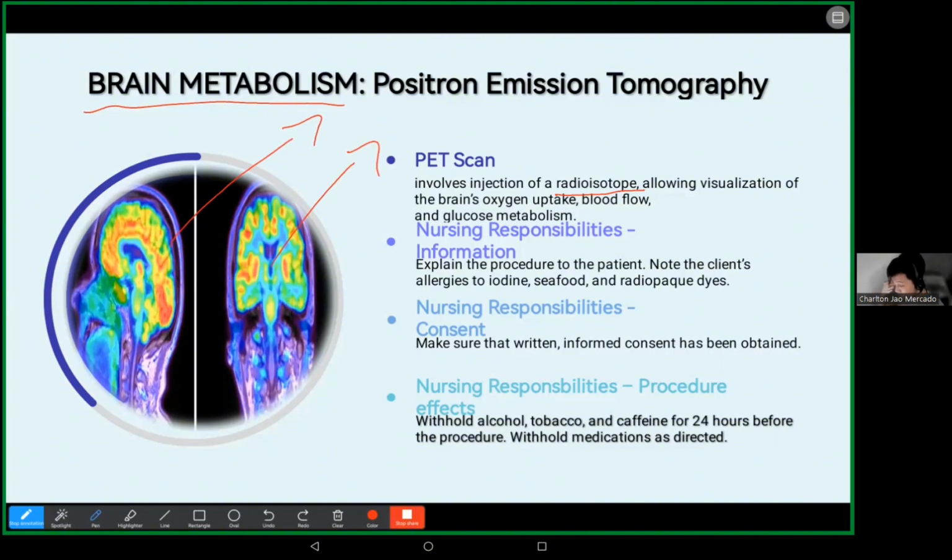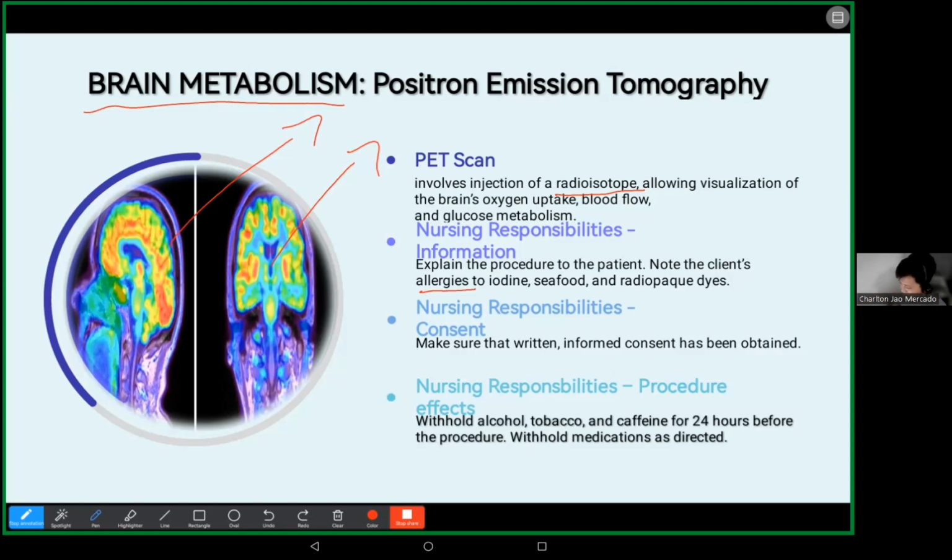Now, for the nursing responsibilities, we have to make sure that the procedure was explained to the patient, nakuha din yung informed and written consents, nakapag-check din tayo ng mga allergies ng patient because since we will be injecting a radioisotope, pwede kasing mag-react yung patient sa dye.